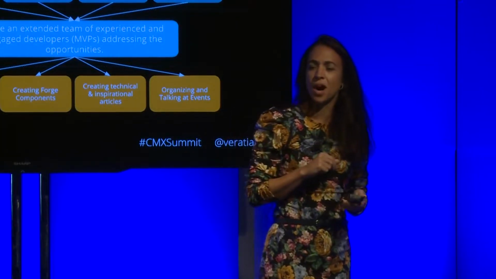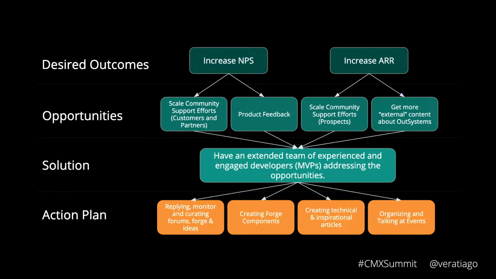So this was one of the slides that we presented to our MVPs. We defined the action plan, so the areas where these champions were working. We defined the solution, which basically was the champion program, the opportunities being addressed, and then how these would map to the business goals, right? And it was mainly about NPS for the existing customers and ARR.